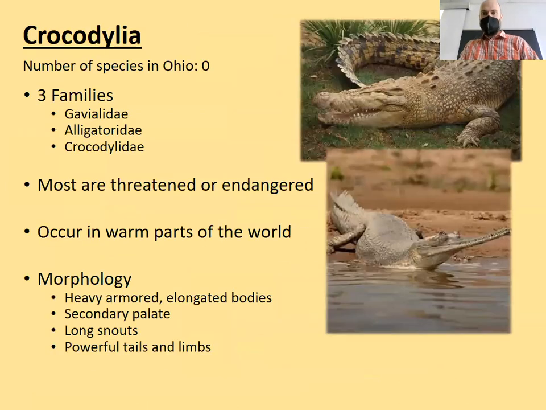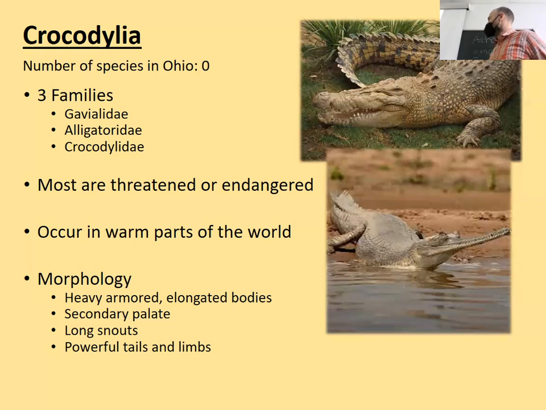All right, so let's talk about crocodilians. There are 0 species in Ohio, although I did see a news article 2 summers ago, they found an alligator in a river somewhere in Ohio that someone had released. Actually, a school group of preschoolers was down in this park playing by the river, and someone saw an alligator and they flipped out, as you would imagine. Anyway, there's 3 families of crocodilians. They are Gavialidae, Alligatoridae, and Crocodilidae. Most of these guys, unfortunately, are threatened or endangered. They're found generally through the tropics around the world.